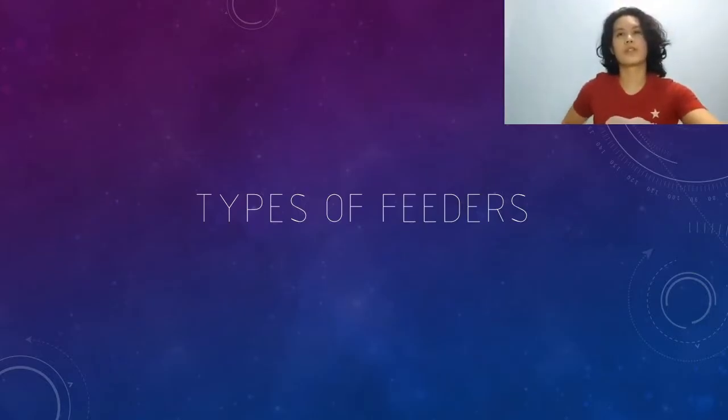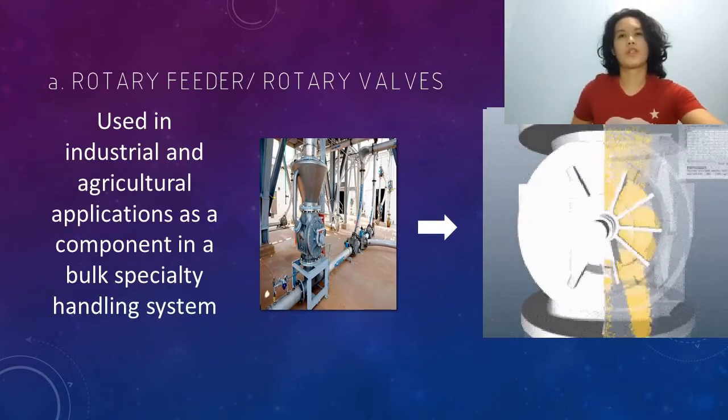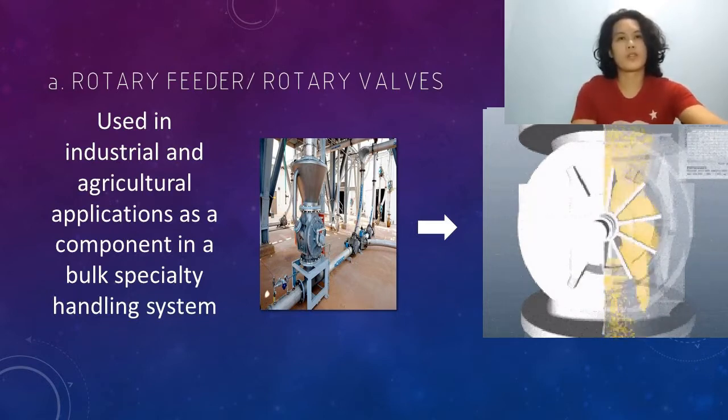Types of feeders. First is the rotary feeder or rotary valve, also known as rotary airlock. It is widely used in industrial and agricultural applications as a component in a bulk solids handling system. It functions by separating a pressure differential while allowing material to pass through it. Rotary feeders are primarily used for discharge of bulk solid material from hoppers or bins, receivers, and cyclones into a pressure or vacuum-driven pneumatic conveying system.